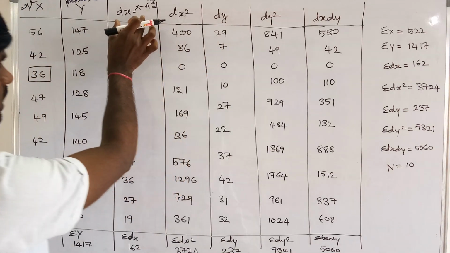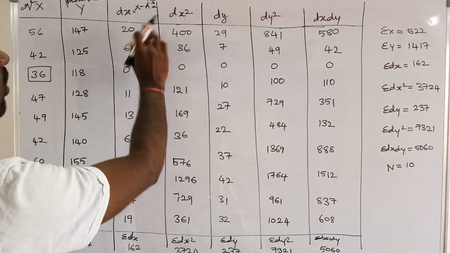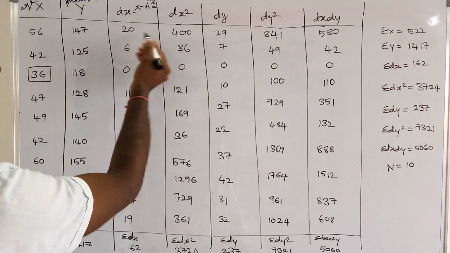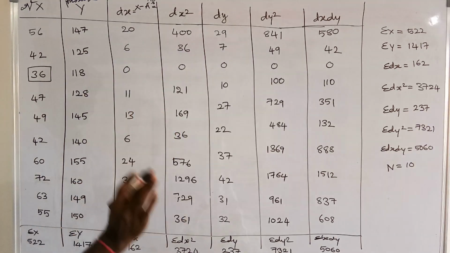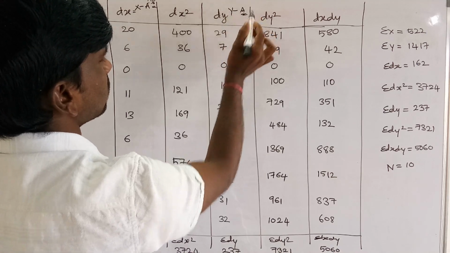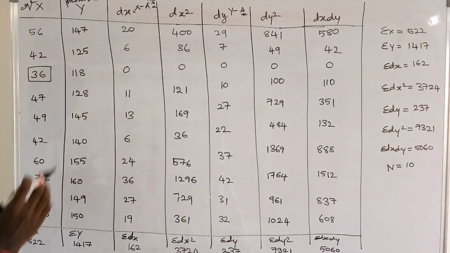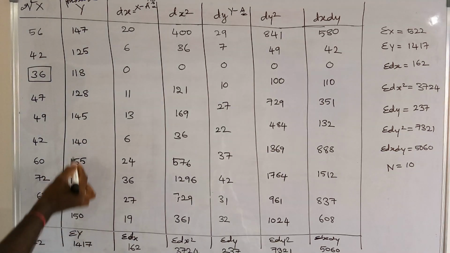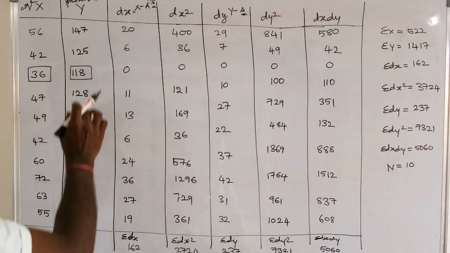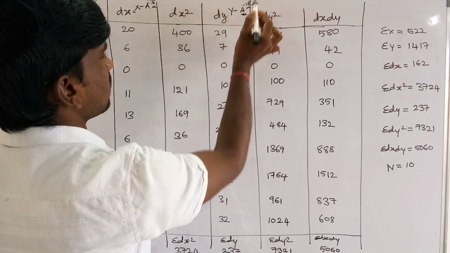Same. Then after calculating the deviations of x, we have to square those deviations. We have to find the squares of those deviations, right? The square of 20 is 400, 36, 121, like that. And the deviations of y: here deviations of y mean y minus assumed mean. Here we are assuming the least value in the series. The least value in the series is 118. So here our assumed mean in the y series is 118. So y minus a, here a is 118.